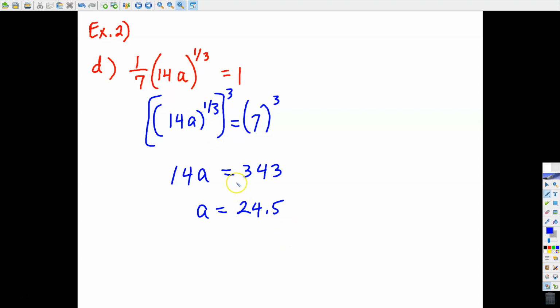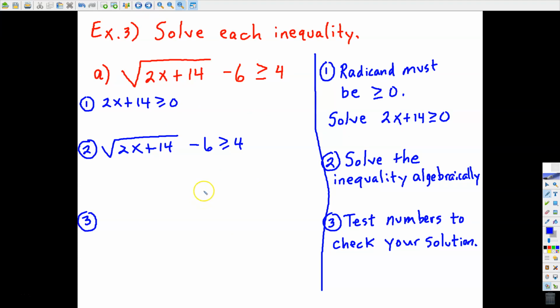We'll do 14 times 24.5, and then the cube root of that. And that's 7, and 7 times 1/7 is 1. So that's my answer for this example. Okay, so solving inequalities is a little different, and I've given you some steps here to follow.